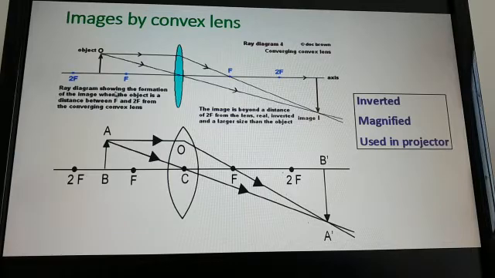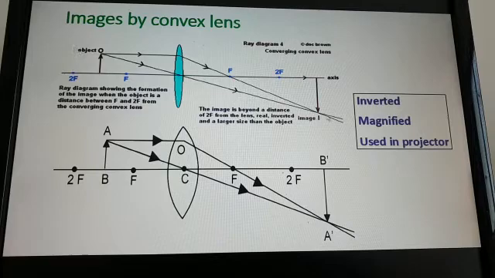See that ray diagram showing the formation of the image when the object is at a distance between F and 2F. That is the focal point, and the F and 2F from the converging convex lens. And where is the image formed? The image is formed beyond 2F from the lens. It is real, inverted and larger in size than the object.